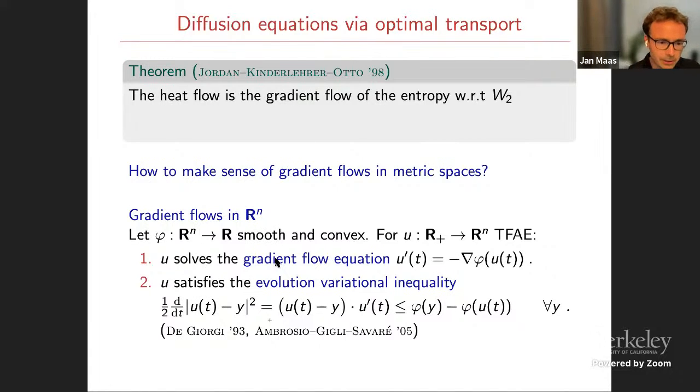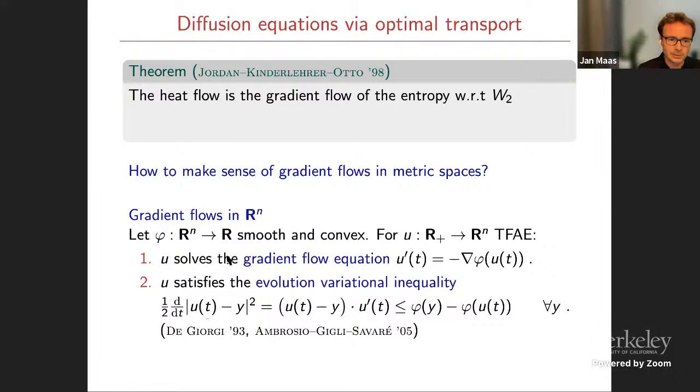And now there's something interesting. Namely, if you look at this second inequality, you actually see that it makes sense in great generality, because there's no gradient of phi appearing anymore. And also the derivative of u that we saw in part 1 is not present in part 2, right? Because we have here the derivative of a scalar quantity, namely the square of the distance. So the second formulation is completely equivalent to the first one, but it has the great advantage that it makes sense actually in metric spaces.